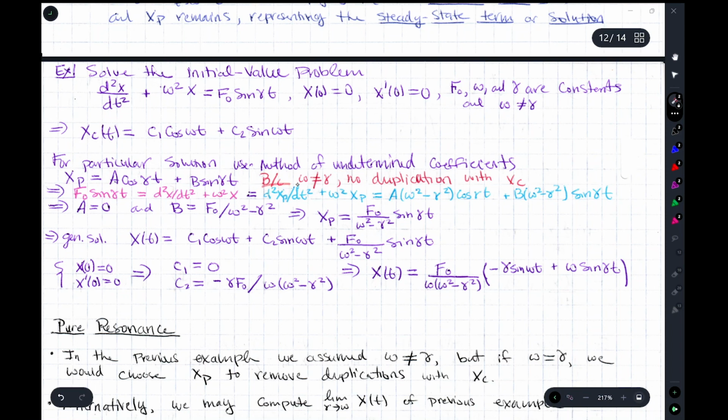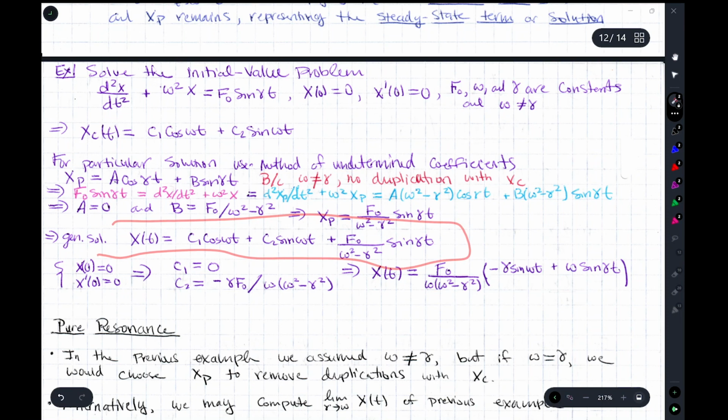Now, because we assumed omega is not equal to gamma, there is no duplication. If we do consider the situation where omega could equal gamma, then we'd have to multiply this by t to avoid duplications. But we've assumed that omega is not equal to gamma, so we could just straightforwardly, here's from our problem, here's from plugging in the particular solution. Matching coefficients, we get a equals 0, b is equal to this. And so here goes our particular solution.